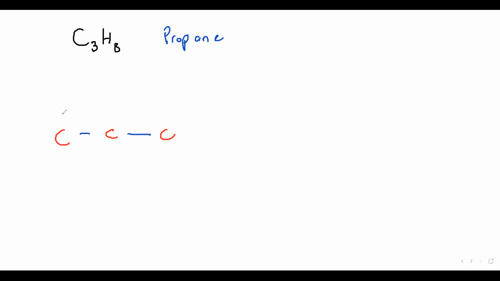How many hydrogens will this carbon on the left hand side have? This will have 3. Then this will have 2. And this will have 3. So this is 1.